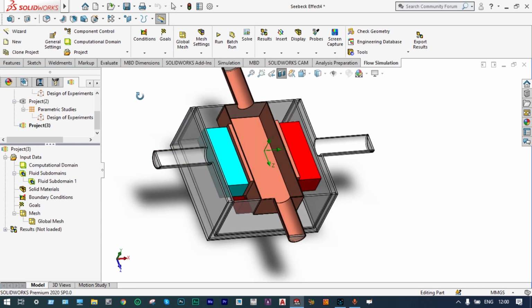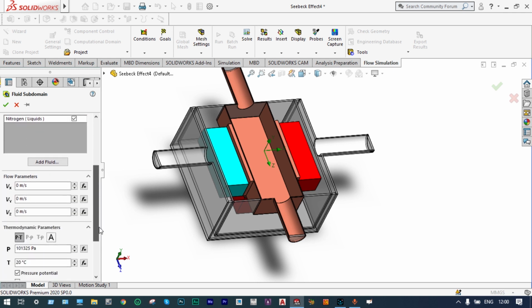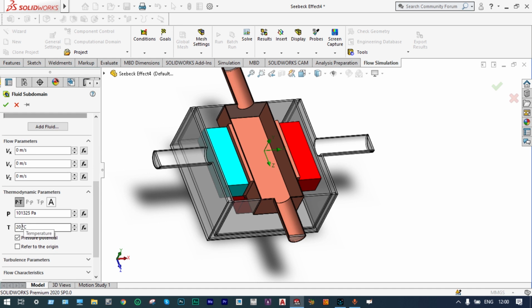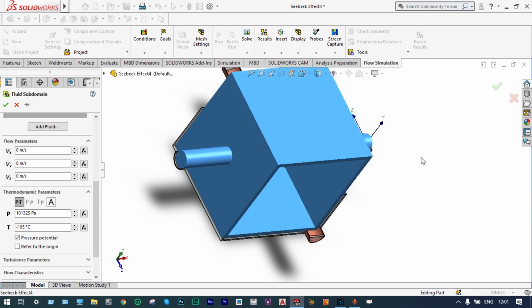Let us rotate this one a little bit for proper selection of fluid subdomain. Fluid subdomains, insert fluid subdomain, and we want to provide liquid in this case, so it will be nitrogen, and temperature of nitrogen will be minus 195 degrees centigrade. Let us select that location. So liquid nitrogen will be flowing from this one.